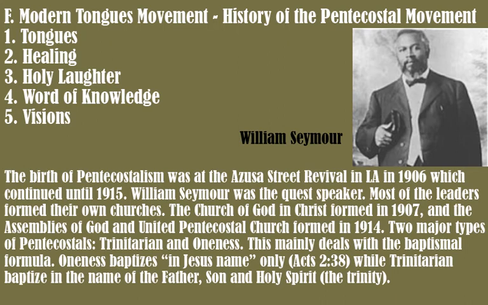The Church of God in Christ formed in 1907. And the Assemblies of God and the United Pentecostal Church formed in 1914. There are 2 major types of Pentecostals, the Trinitarian and the Oneness. This mainly deals with the baptismal formula. Oneness baptizes in the name of Jesus only, while the Trinitarian baptizes in the name of the Father, Son, and Holy Spirit.